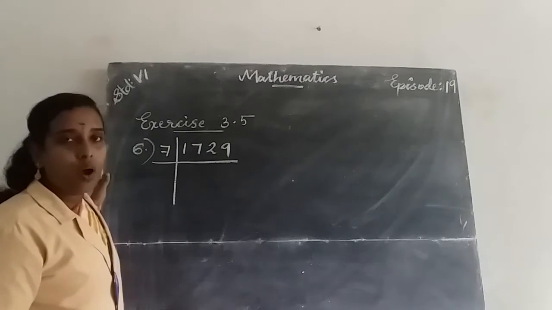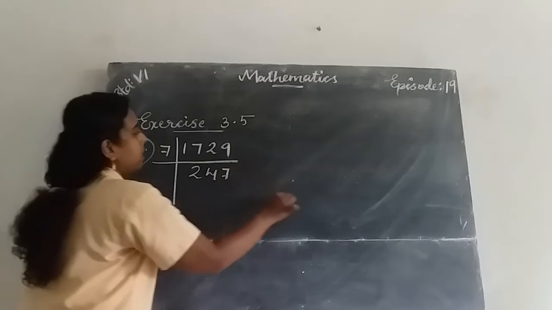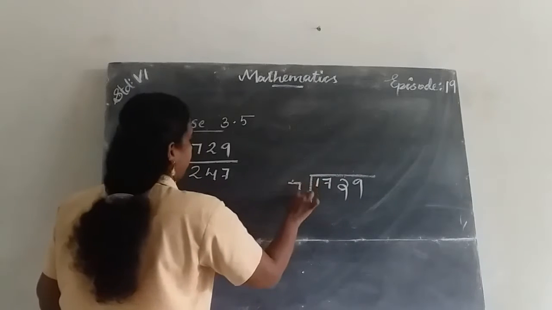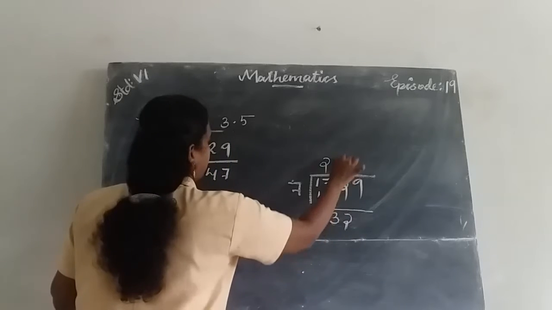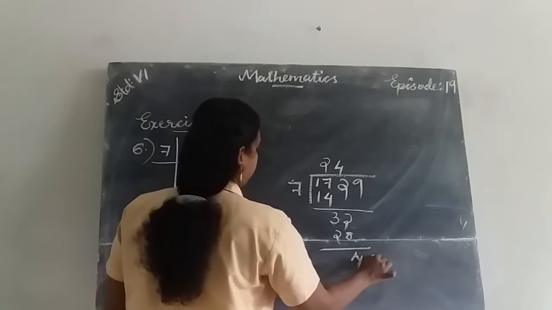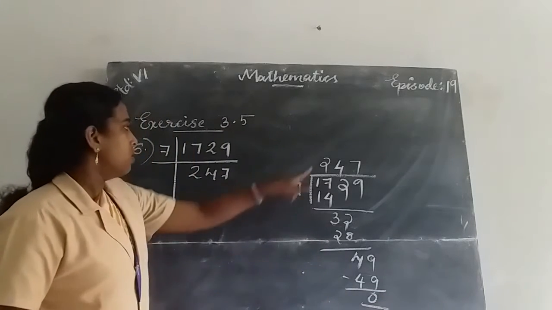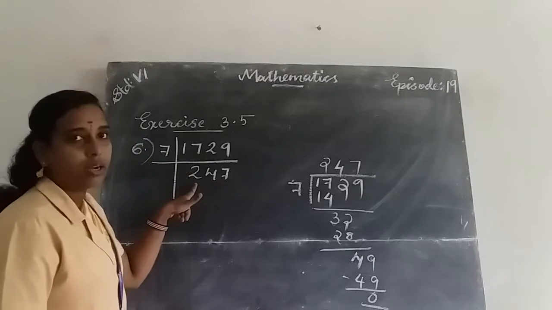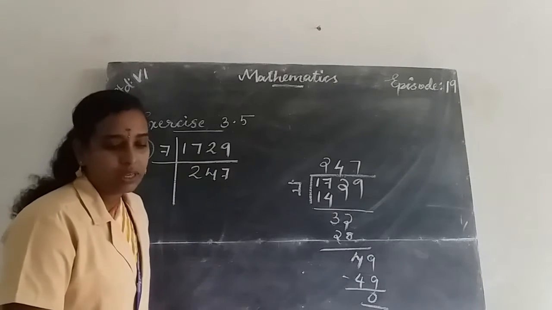Then we get 247 into 7, we get 1729. If we divide 1729 by 7, then we get 2 sevens are 14, 4 sevens are 28, 7 sevens are 49. Then we get the remainder 0. So when we divide 1729 by 7, we get 247. 247 into 7 is equal to 1729.